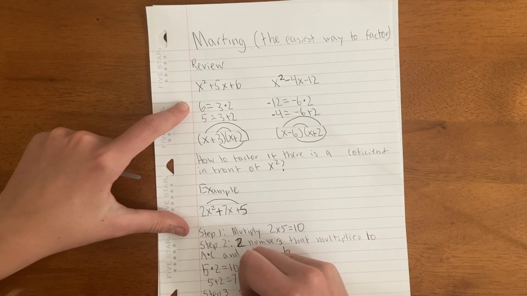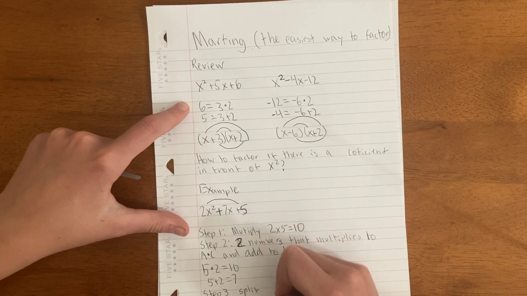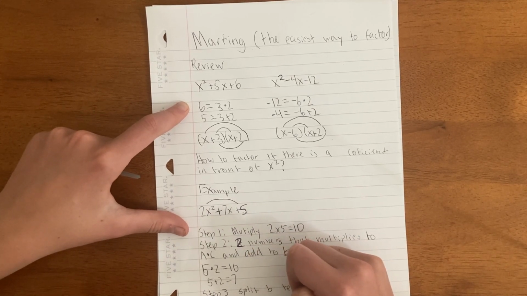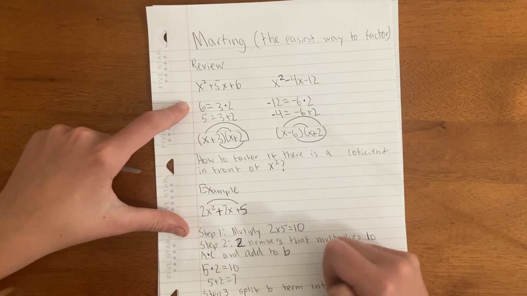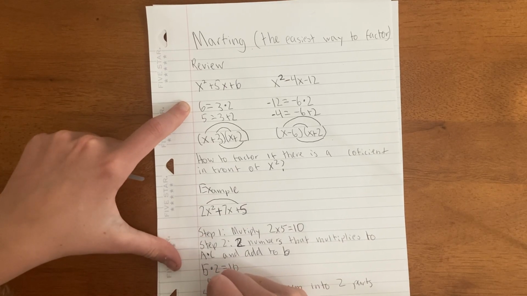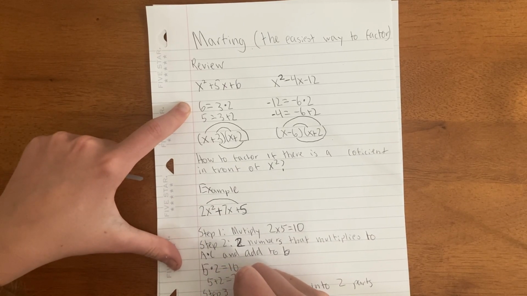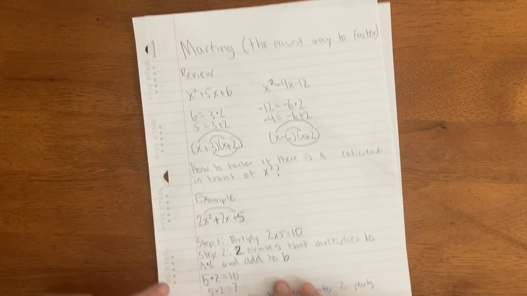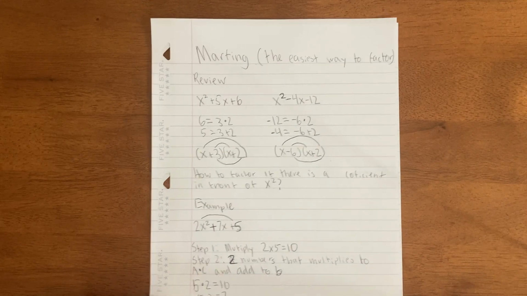Now, step 3 is going to be to split the b term into two parts. So what that just means is that those two numbers that add to the b term, which in this case is 5 and 2, we're going to split the b into that. So in this case, we're going to split the b term into 5x plus 2x. And sorry you can't see this part, my camera's a little off. But we're just going to make our equation 2x squared plus 5x plus 2x plus 5.